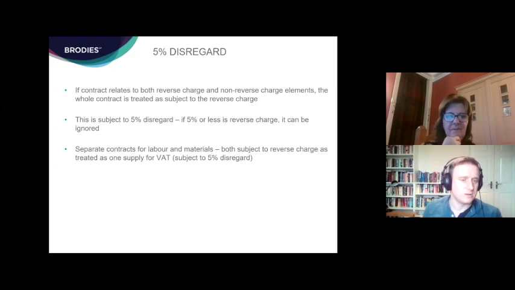entire contract in. You can't get around the reverse charge by having separate contracts for labor and materials, so a CIS-able contract and a non-CIS-able contract. If you split them out in that way, HMRC will view them as both subject to the reverse charge, which makes sense because it should apply to both labor and materials anyway.